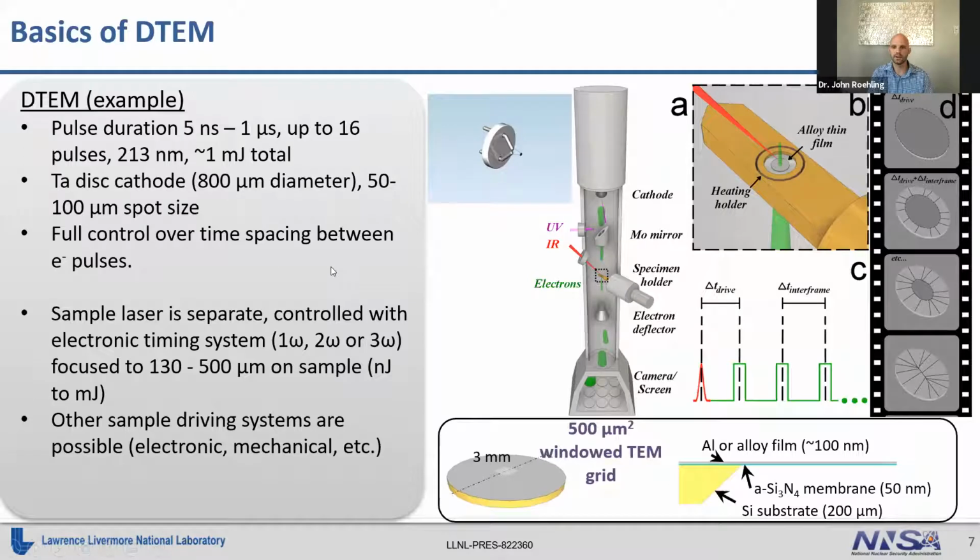But the major advantage to our setup is that we have full control over the temporal spacing of our electron pulses. So we can set up the laser beam to photoemit at whatever time spacing between pulses that we want. The other advantage to the DTEM is that because we don't need a laser translation stage to set our time delay, we can excite our sample with a separate laser and timing system, as well as use different means other than a laser. We can excite it electronically or even by mechanical means. And you'll see that in some of the applications.